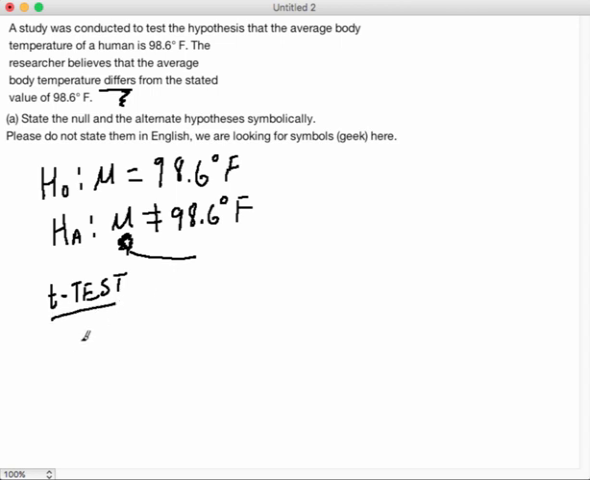As it turns out, as we'll see in later work, if we have two means, we'll use a t-test also. But if we have more than two means, we're going to use this really cool thing called ANOVA. All right, anyway, let's get back to the test at hand here.